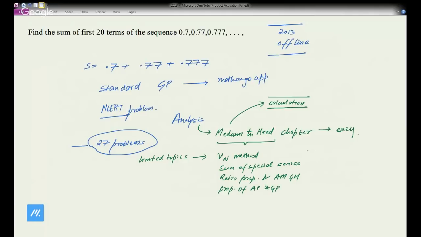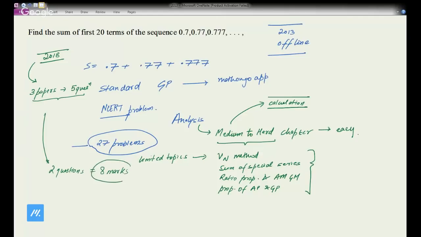So if you notice, in these 5 years of papers only these things have been asked and nothing else. So just do these things thoroughly and you can be rest assured that it can come in your paper from sequence series. My guess is that in 2018, like 2013, there are 3 papers, and this time around 5 questions will be asked of this out of these 3 papers. It may be that one comes in offline or one comes in online, but you can expect 2 questions in your paper. 2 questions is equivalent to 8 marks.